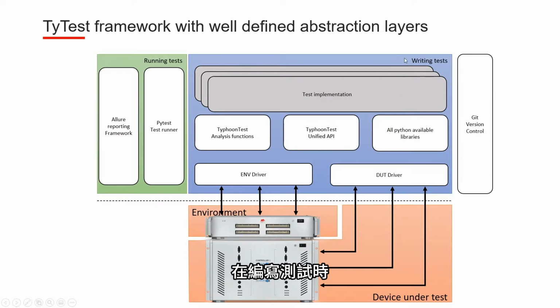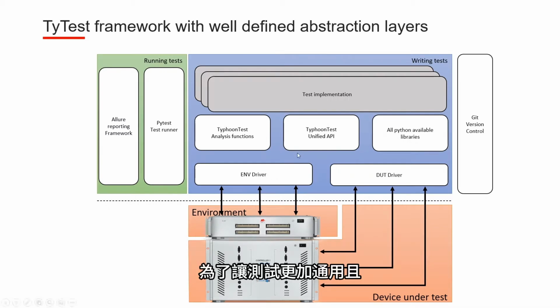For writing the tests, you can have all your tests implemented using all these boxes here. You can use the TyphoonTest analysis functions that will allow you to very easily and quickly evaluate how a signal is performing and if it's meeting your criteria. You can also use our unified API to control our equipment, and you of course have access to all Python libraries that you can use in this framework.